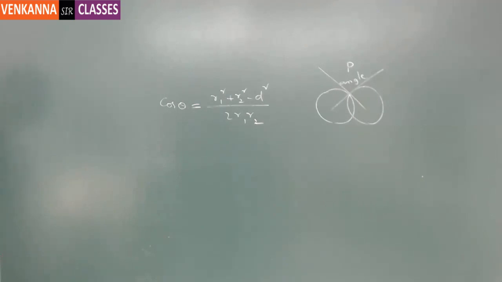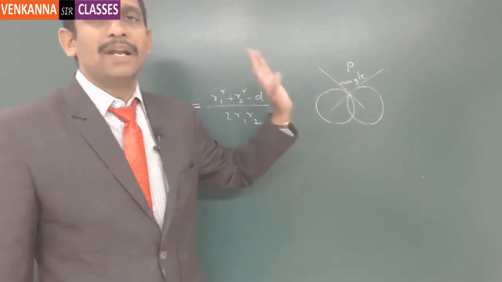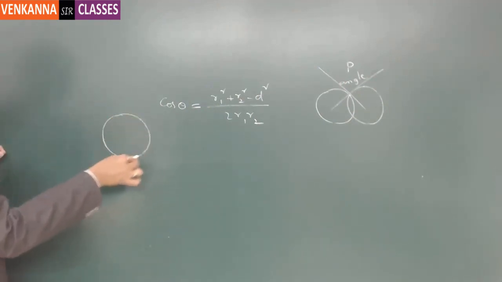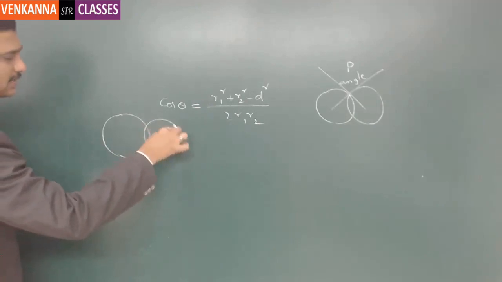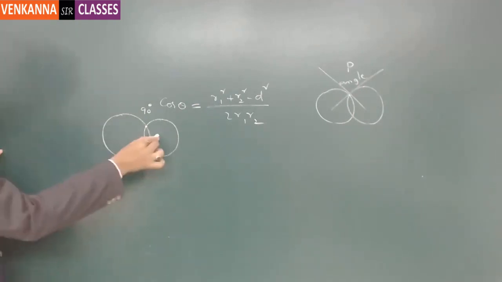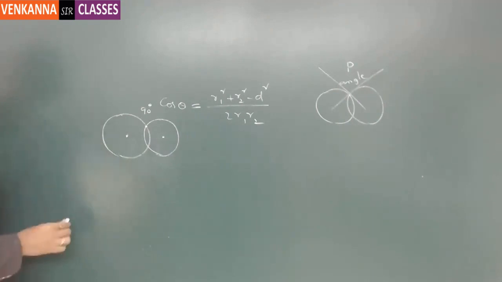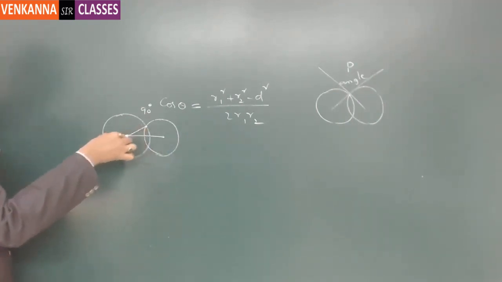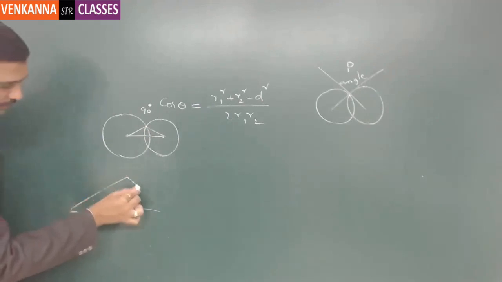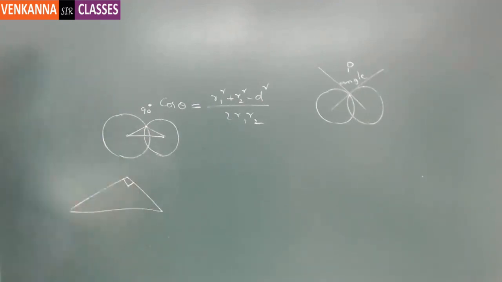Now what happens if the two spheres intersect orthogonally? In other words, the angle at this point is nothing but 90 degrees. So in such a case, what happens? If you observe that this is sphere 1 and this is sphere 2, at this point you have 90 degrees. Then if you say that these are the centers, then you will get a right angle triangle here. So this is the thing actually you will get. So are you getting the idea here?